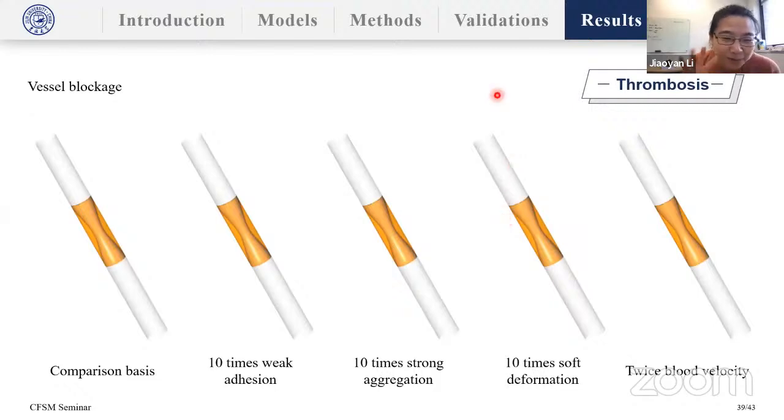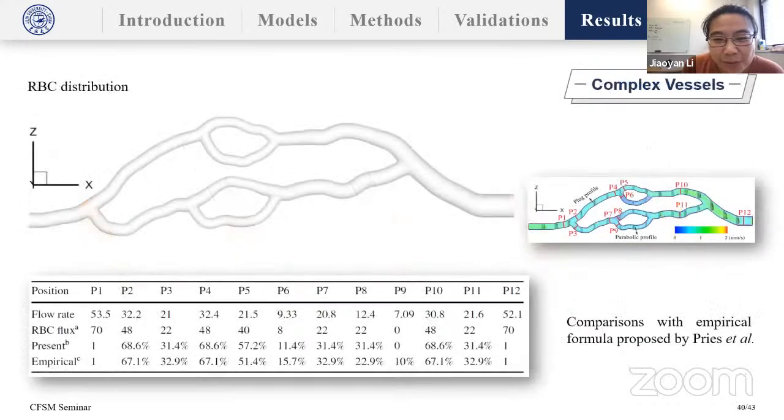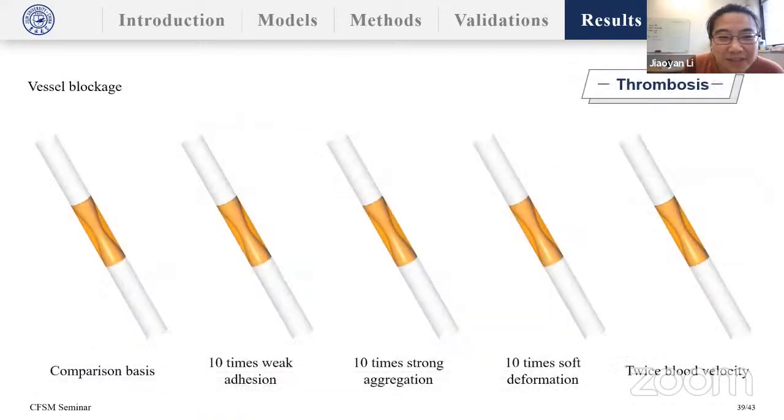So here you do a lot of parameter study. I'm just wondering what is the main impact factor which leads to this thrombosis disease. From your comparison, which factor do you think is the most important one which caused this problem? Okay, the most important factor is blood viscosity. We can find if we increase the blood velocity twice, this blockage is released.